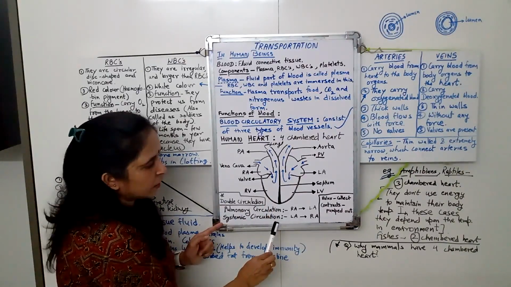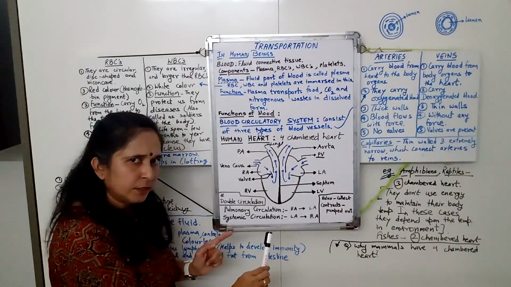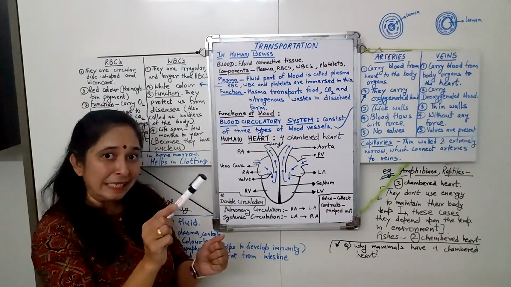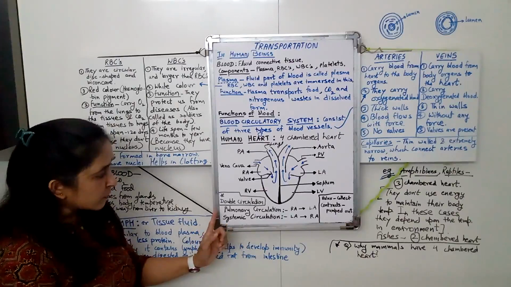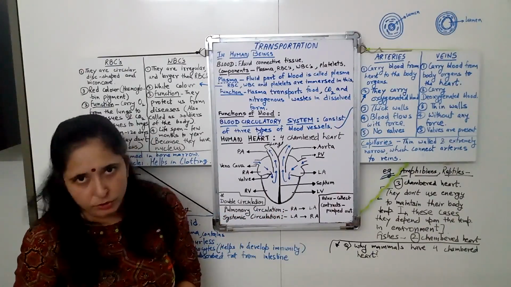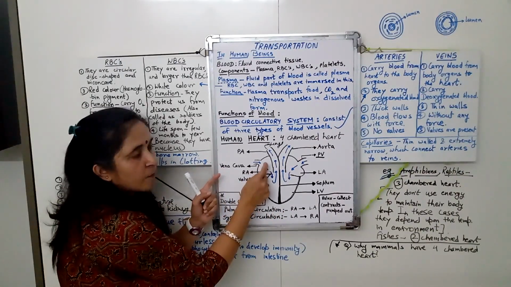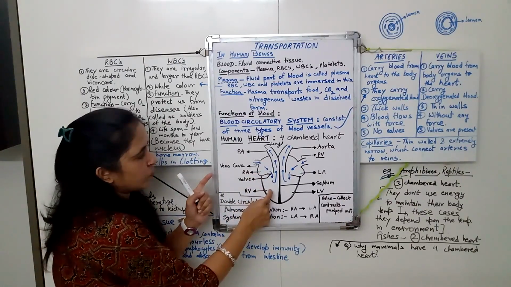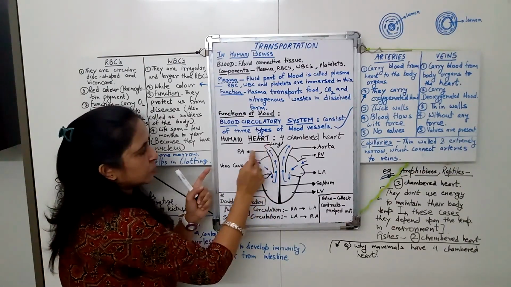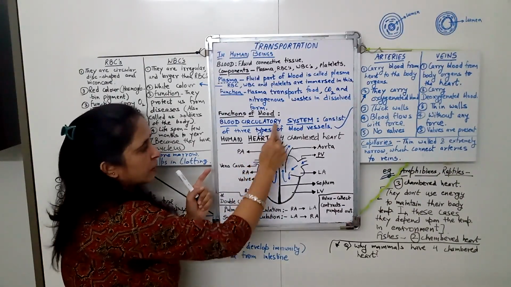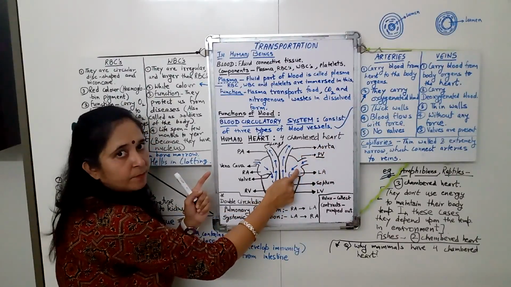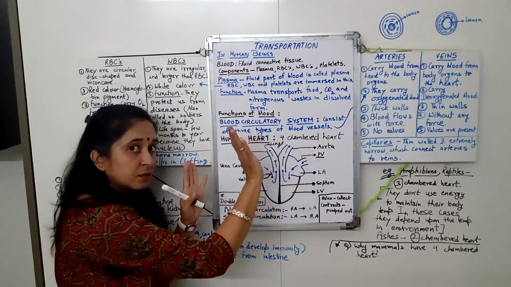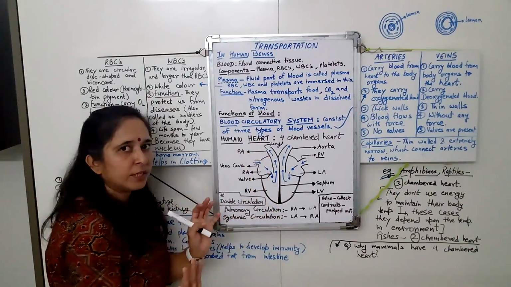Fine? I know it is a little bit complicated, isn't it? No problem, we will make it easy. Once again, see, pulmonary circulation: from the right atrium, right ventricle, lungs through the PA, pulmonary artery, enter the left atrium through the pulmonary vein. Stop. This is pulmonary circulation.